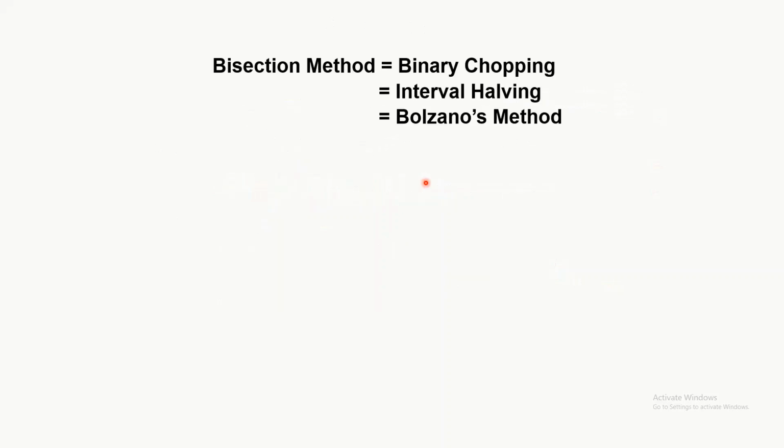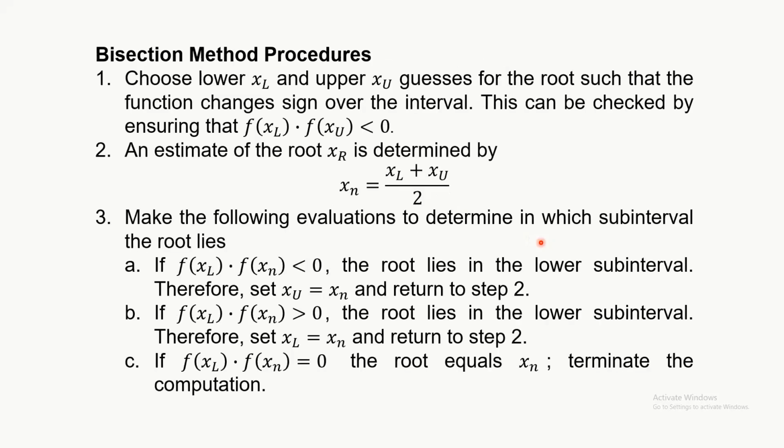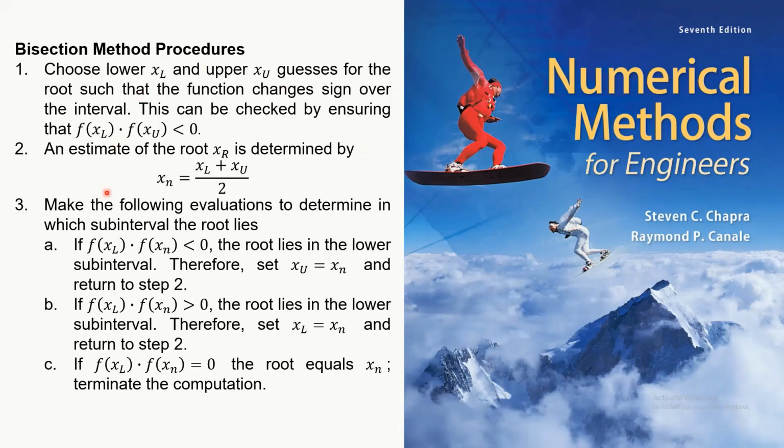The bisection method, which is alternatively called the binary chopping, interval halving, or Bolzano's method, is one of the incremental search methods in which the interval is always divided in half. In other words, we will take the average of the upper and lower limits. Here is the procedure of the bisection method based on the textbook reference. I know it's a bit wordy, so let me explain it with a graphical presentation.